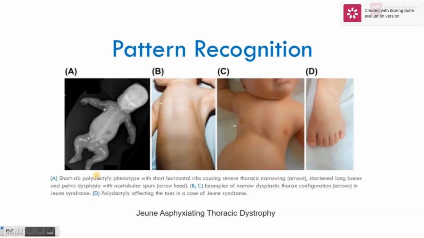Similar here, pattern recognition. A narrow chest, an extremely narrow chest, and you think this is normal? Yes, no, it has polydactyly. Or you do the X-ray, and you see short ribs. We can make a diagnosis of asphyxiating thoracic dystrophy.